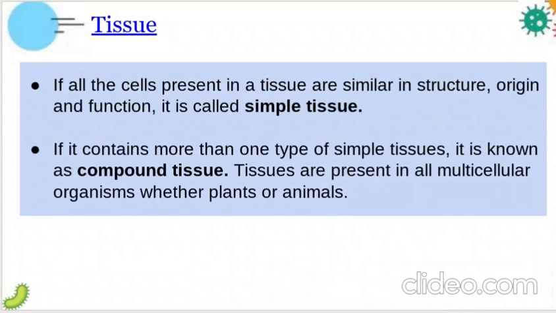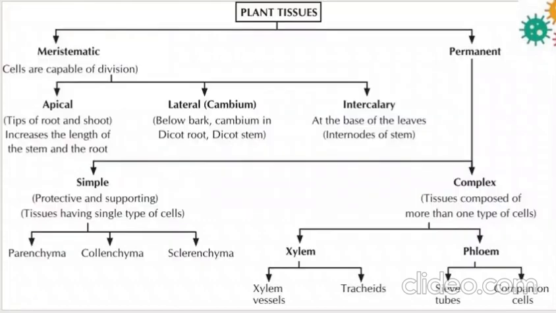Now, if all cells present in the tissue are similar in structure, origin, and function, they are known as a simple tissue. They have a similar structure, the same types of cell. Now, if a tissue contains more than one type of simple tissue, it is known as compound tissue, or complex tissue. Tissues are present in all multicellular organisms like plants, animals, humans. We all have tissues.